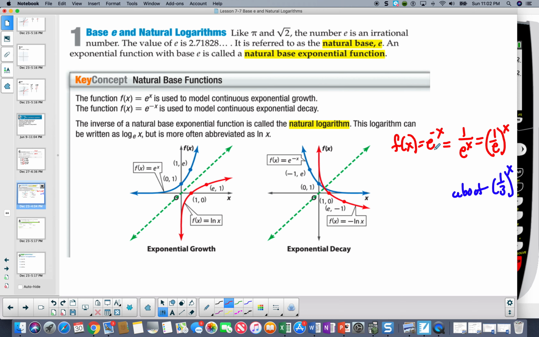Now what happens if you want to graph e to the opposite of x? Well, that's 1 over e to the x, or 1 over e to the x power. Remember, 1 over e is like 1/3, so it's going to act like a base. It's between 0 and 1. And then here's its inverse.